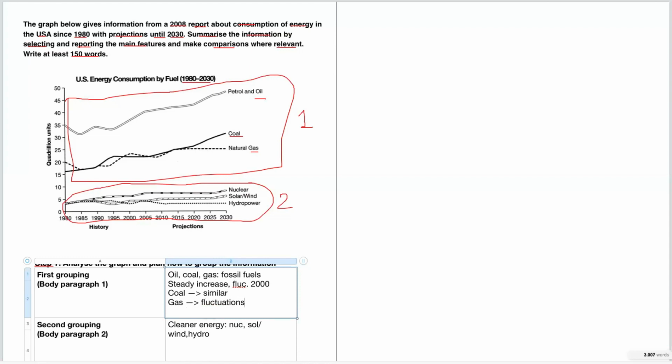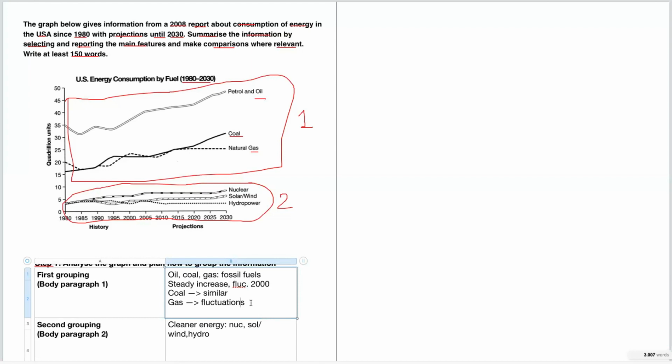But if you look here, right at the end of our graph, so from 2015 almost until 2030, it really looks like it's going to level off. So you see how it is at the same level. And I'm going to make note of that because this is quite specific. You see that the other petrol and oil and coal do not have this leveling off.